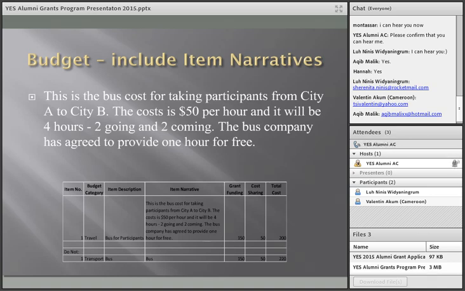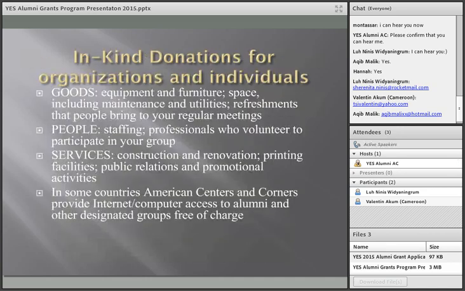Each of your items will not always have a cost share. You might not have a cost share for every item. You actually may only have a cost share for 1 or 2. So again, in the budget, please explain. That's what an item narrative is. Explain what it's for. Now, we've been talking about in-kind donations from organizations and individuals. So this could include goods. So it could be equipment and furniture.